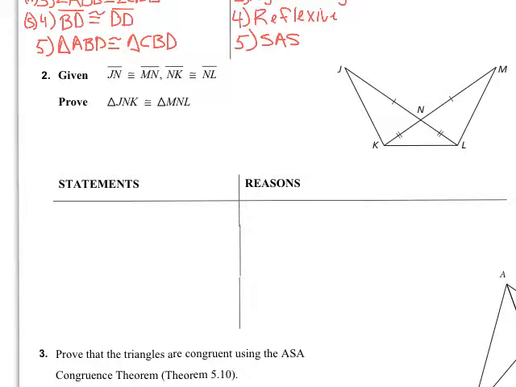So instead of saying the triangles are congruent, I want to take it one step further. So mark out your proof part, and we're going to make our own proof part. We're going to say segment JK is congruent to segment ML.